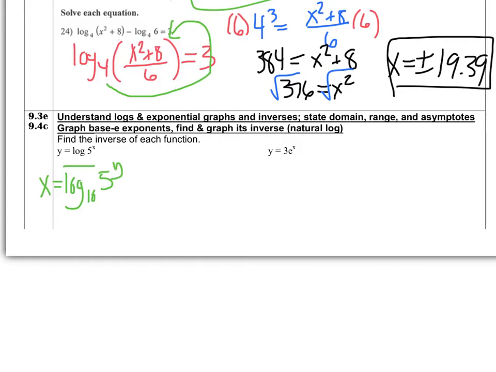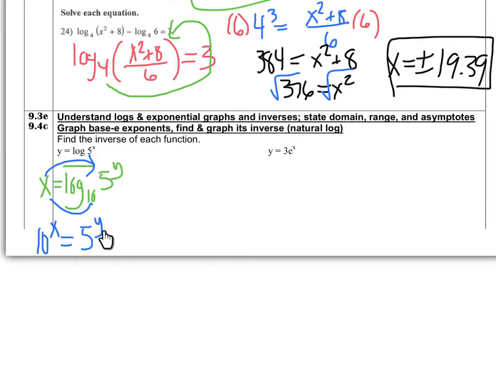So the easiest way to do this is to either use properties of logarithms or to try rewriting the logarithm as an exponent. Here's the first method I would try. If this is log base 10, let's do exponent base 10 to that power equals this. So that would be 10 to the x power equals 5 to the y power. Now when you look at that, you still have to get y by itself, so it's a little bit tricky.